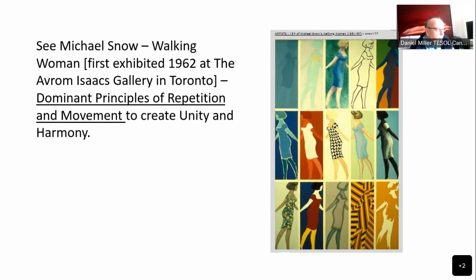Walking Woman is actually the same woman shape repeated over and over, wearing different outfits and facing different directions. Michael Snow did a number of paintings of these Walking Woman series, and it's very interesting that you absolutely see how the repetition of one shape, with the alteration of colors and designs on the dresses, pulls the entire piece together with a sense of unity and harmony.